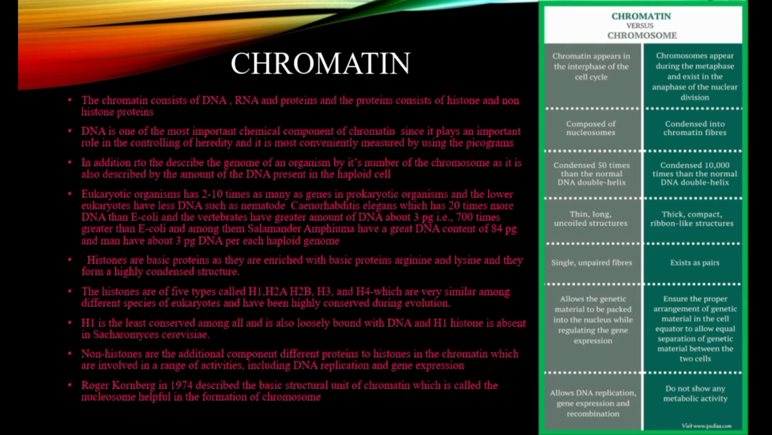The chromatin is condensed 50 times more than the normal double helix DNA, and has thin, long, uncoiled, single fibers. The chromosome is condensed 10,000 times more than the normal DNA, and has a thick, ribbon-like structure. They exist as pairs.